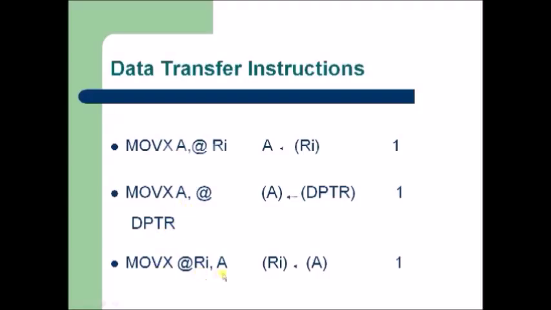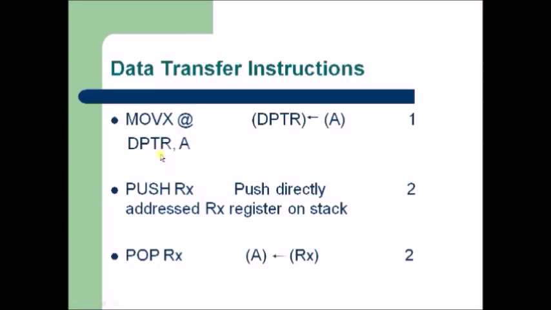MOVX @Ri, A: in the same way, the contents of A are copied into the address present inside Ri. And it is again similar, MOVX @DPTR, A: the contents of A are copied into the address present in DPTR.